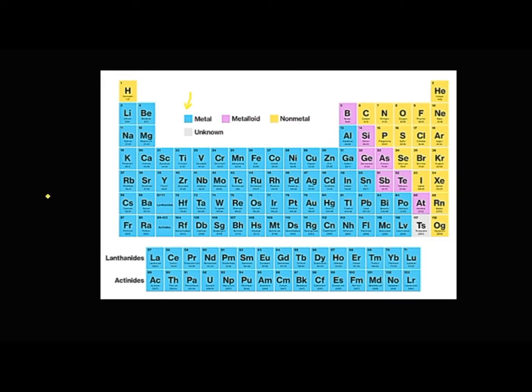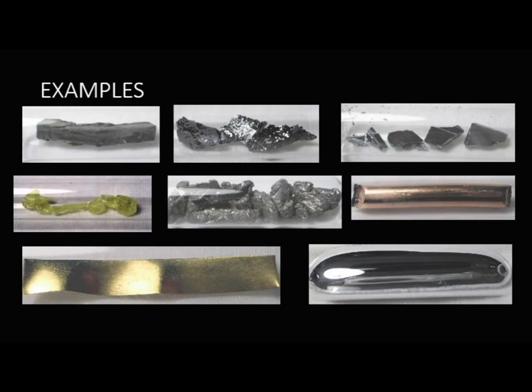As you can see here, the blue colored boxes represent the metal elements, while the purple, the violet colored boxes represent the metalloids. The yellow boxes represent the non-metals. By looking at this, you can easily say that there are more metals compared to non-metals and metalloids. What are the examples? How do they look like? So I have prepared here some images or pictures of the elements given here.